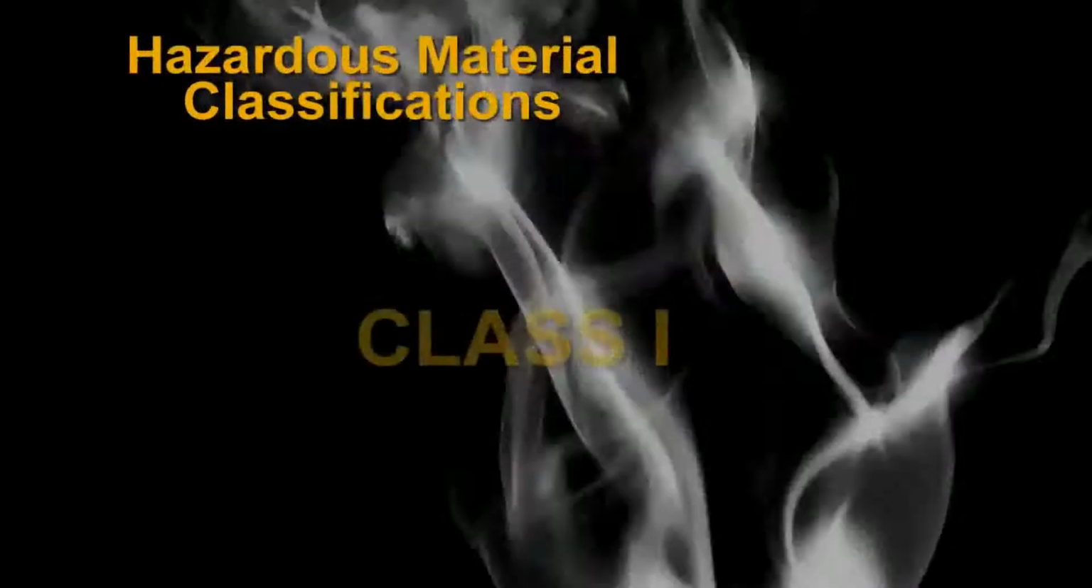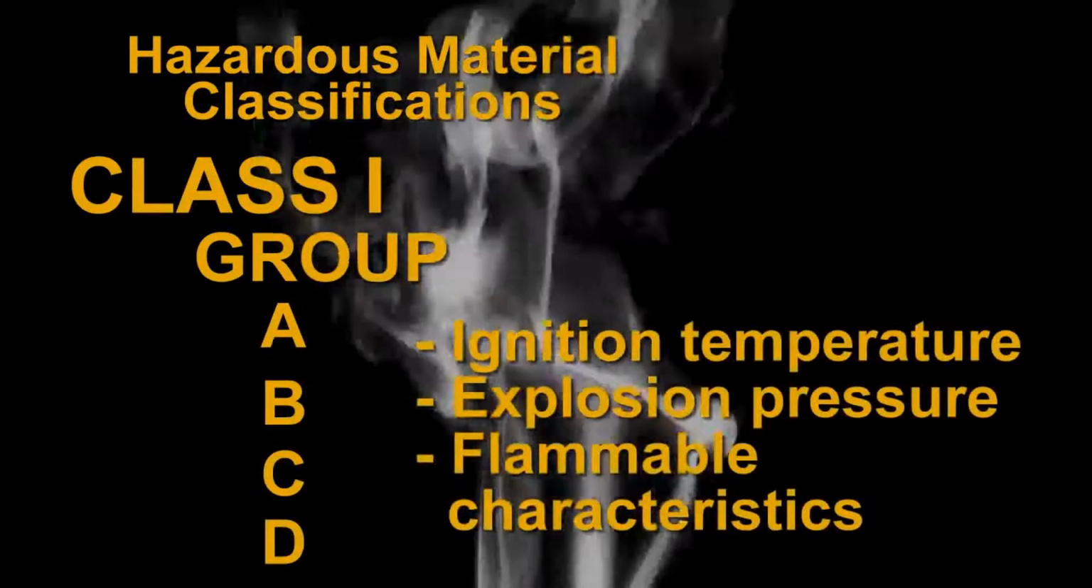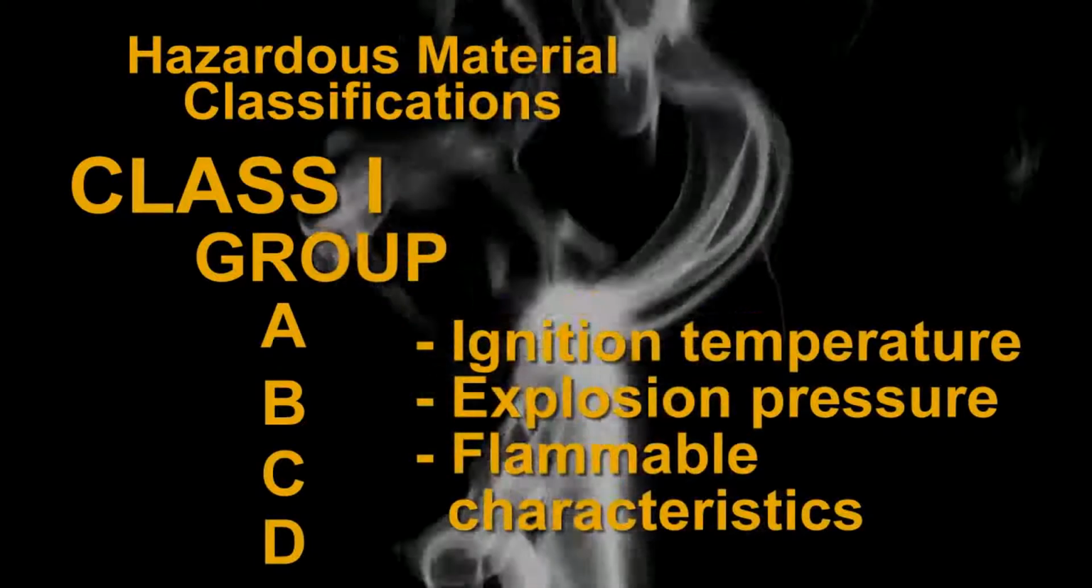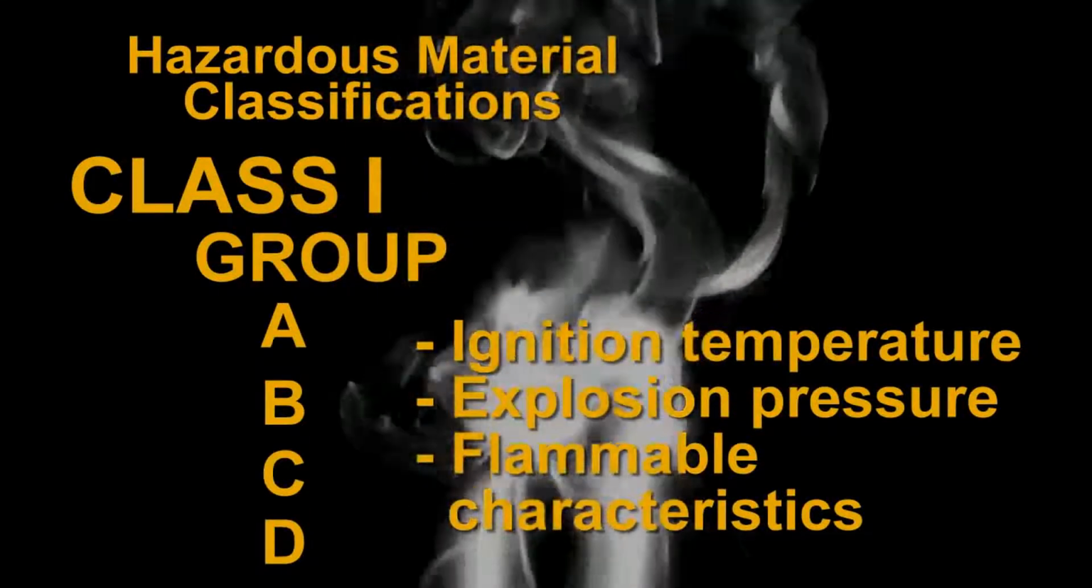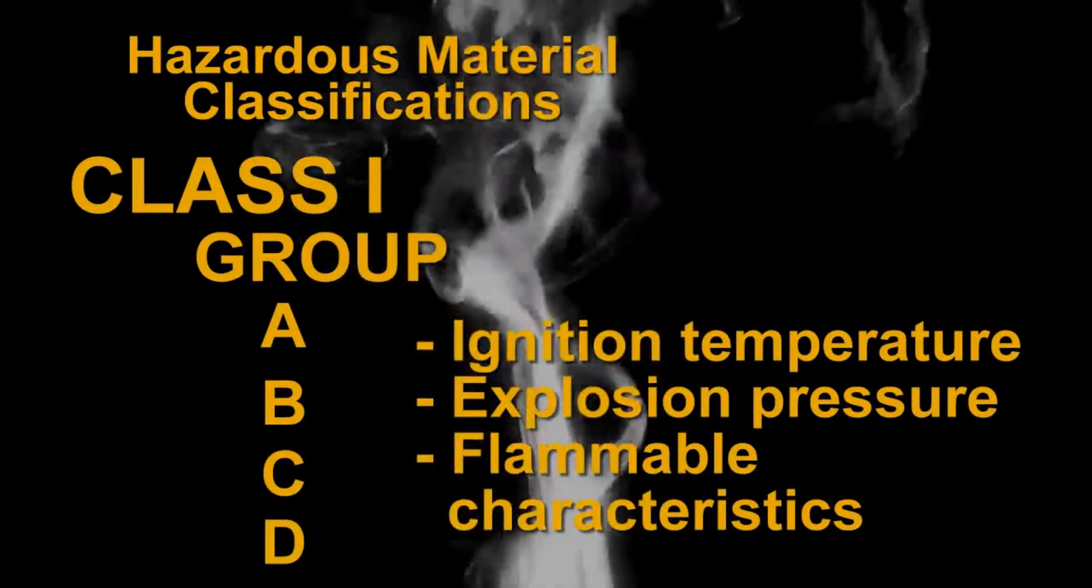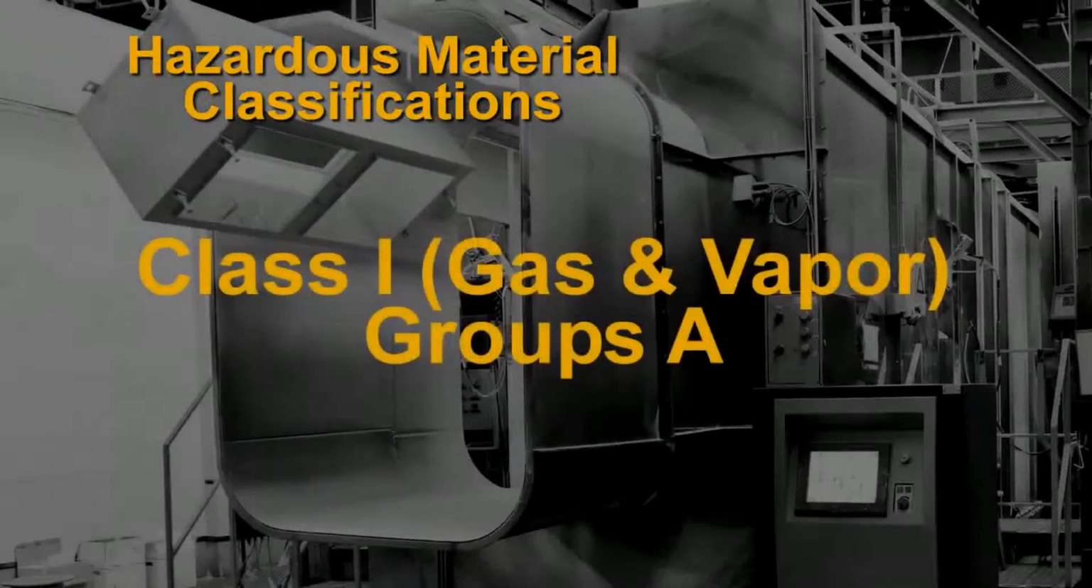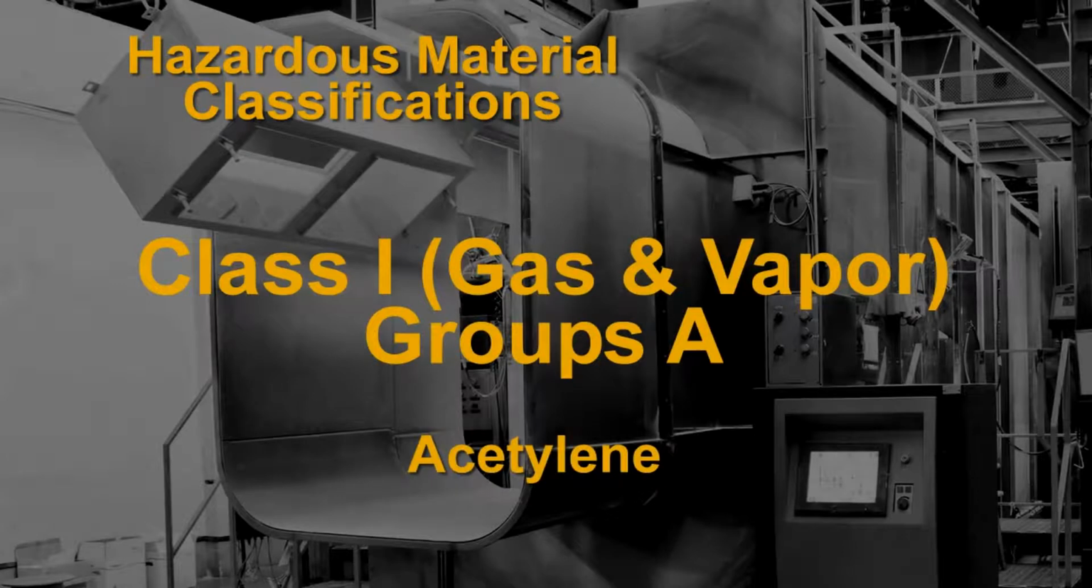The gases and vapors of Class 1 locations are broken into 4 groups by the code: A, B, C, and D. These materials are grouped according to the ignition temperature of the substance, its explosive pressure, and other flammable characteristics. The only substance in Group A is acetylene. Acetylene makes up only a very small percentage of hazardous locations and is a gas with extremely high explosion pressures.